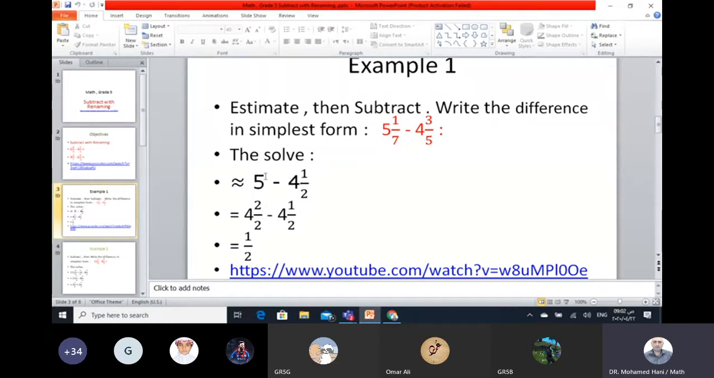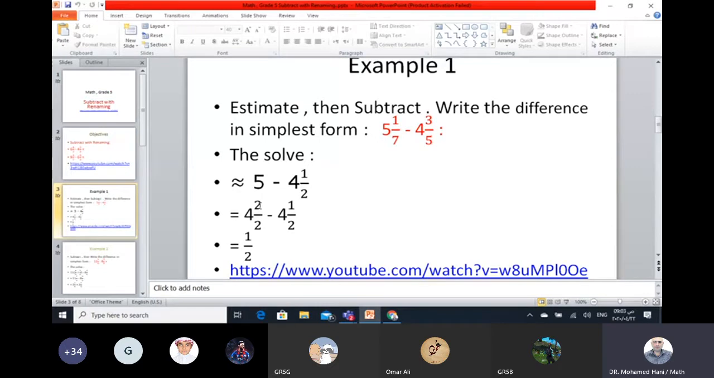Now this is a whole number and this is a mixed number. I cannot subtract directly because here we don't have a fraction. What I do is change the whole number to a mixed number. How? Borrow 1 from 5. I can write 1 as 2 over 2, because 2 divided by 2 is 1. So I can write 5 as 4 and 2 over 2, minus 4 and 1 over 2.